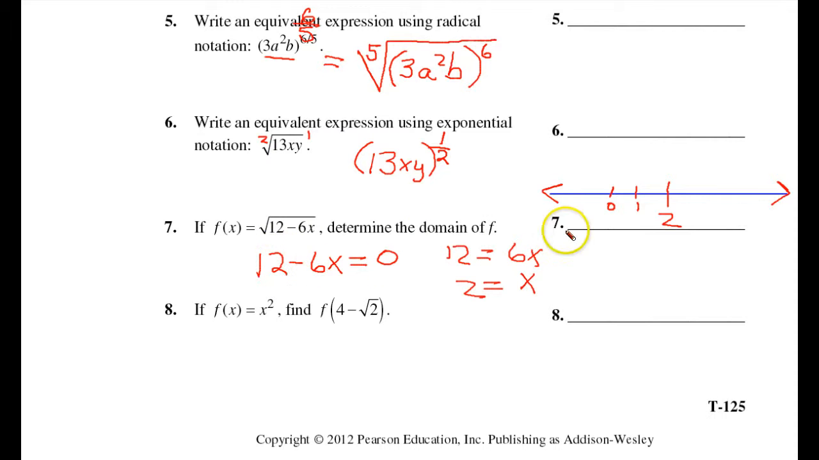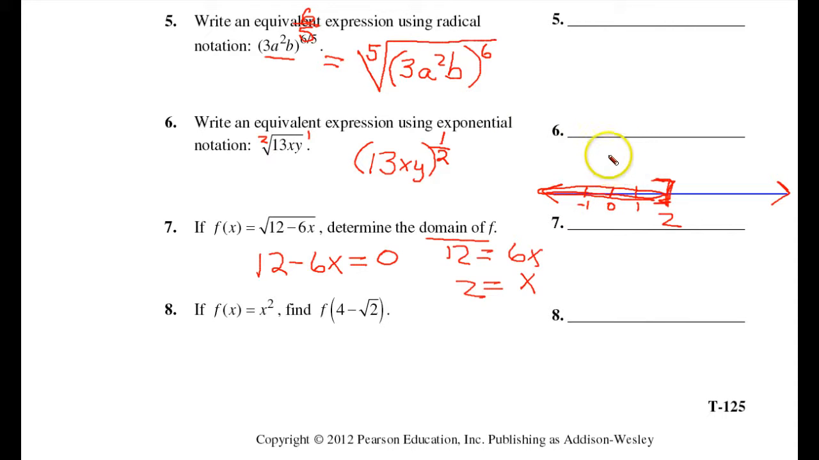Square root of 12, that's good. How about if this were a negative 1? Now, negative 6 times negative 1 makes this a positive. So that's good. So the domain then of this would be all numbers, as we had used before, including a 2, and that would be the graph of it.